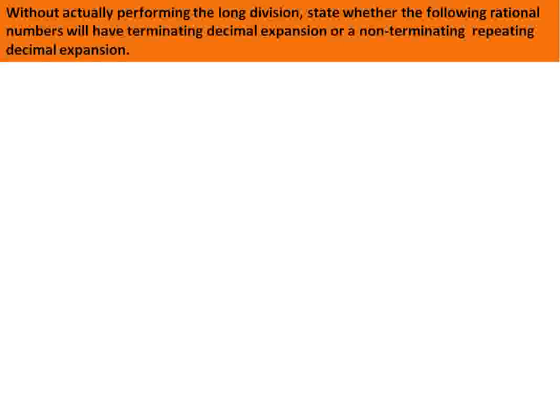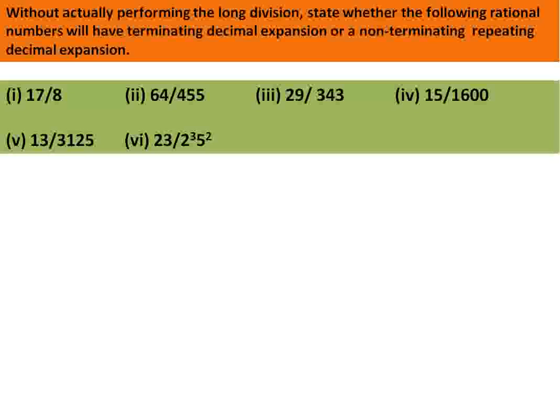Let's solve a few problems. Without actually performing the long division, state whether the following rational numbers will have a terminating decimal expansion or a non-terminating repeating decimal expansion. The numbers are 17 by 8, 64 by 455, 29 divided by 343, 15 divided by 1600, 13 divided by 3125, and 23 divided by 2 cubed into 5 squared.